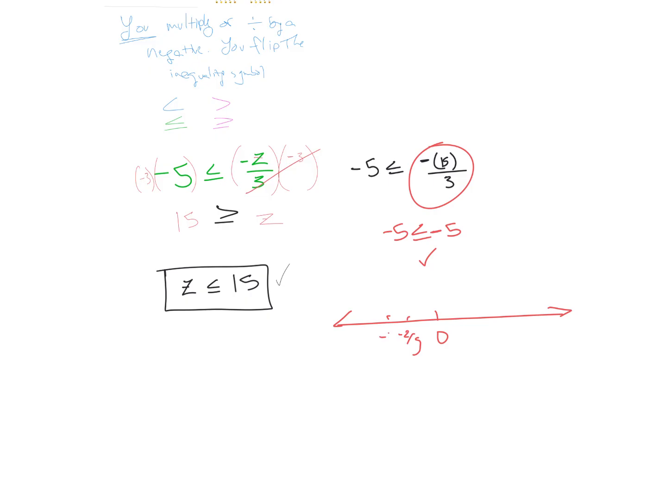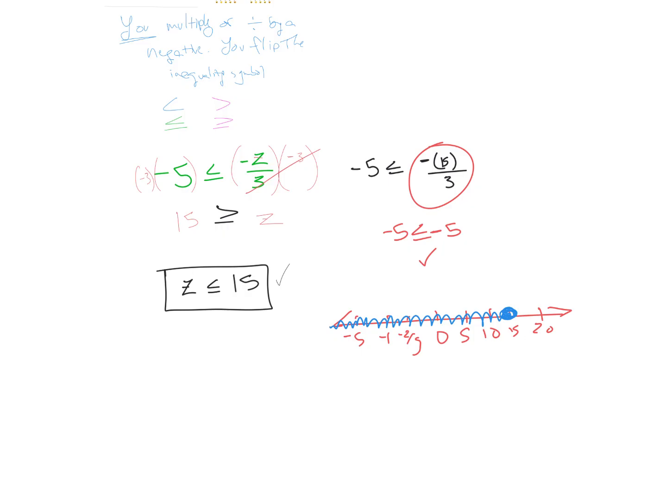-2/3, we had -1, we had -5. But check this out. I'm going to count by 5s: 5, 10, 15, 20. Every number that is less than or equal to 15 satisfies this equation, okay? It would make this number bigger than that. Okay, bigger or equal.